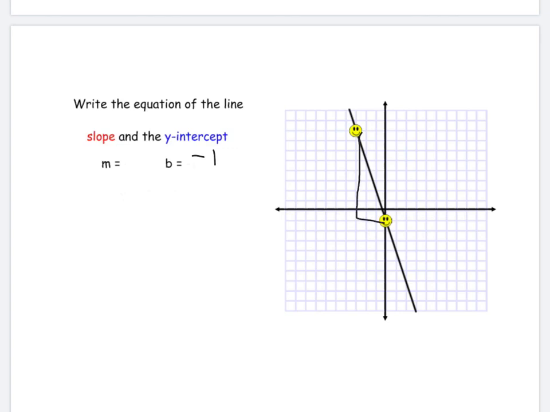If we're using the 2 points where the smiley face is, I can draw a triangle to identify my slope. So I rose 1, 2, 3, 4, 5, 6, 7, 8, 9, I believe. And we ran 1, 2, 3. So my slope is 9 over 3, or just 3. So then my equation is y equals 3x minus 1.